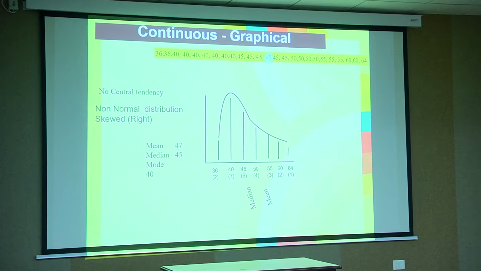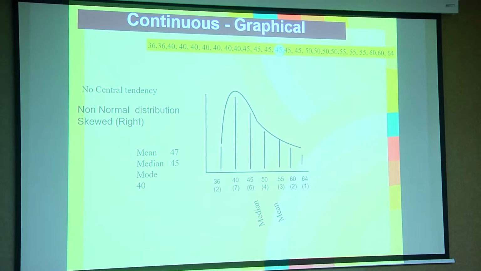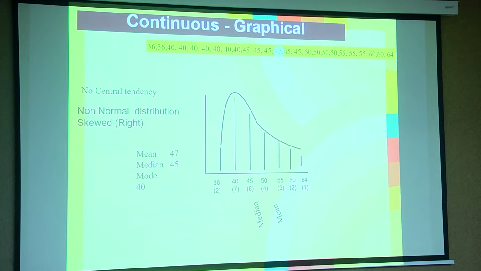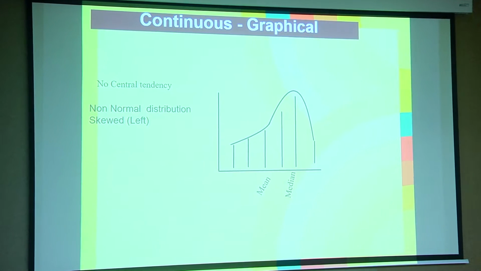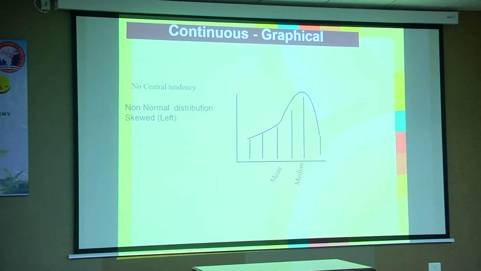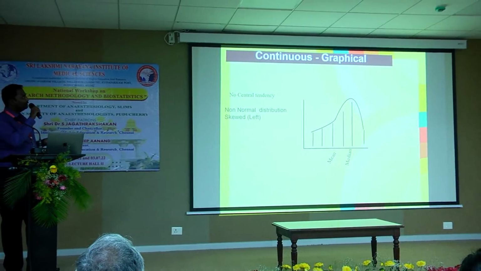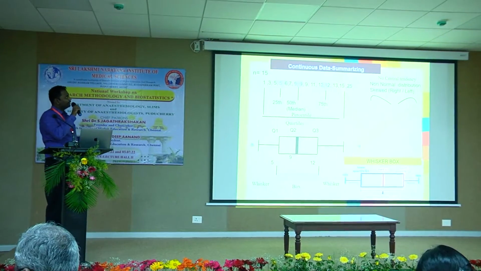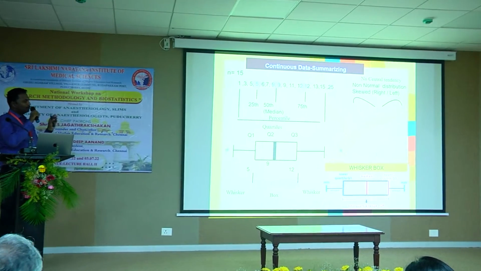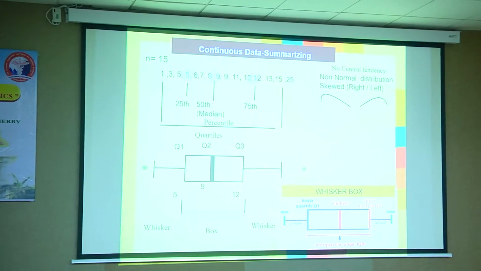This is called non-normal distribution, right skewed, because the extreme values take it to the right side. Here you can see the left skewed non-normal distribution. Here again, if you want to present continuous data in graphic form, you can see the mean, median, mode. In continuous data, if there is a non-normal distribution, we can present it through a whisker box plot.